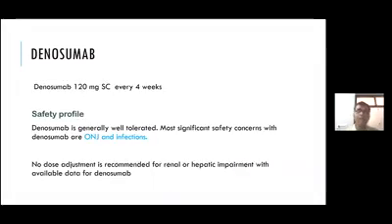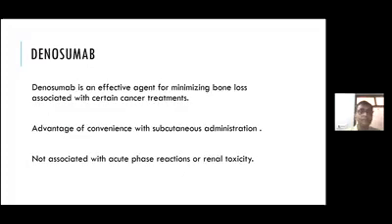Denosumab 120 mg subcutaneously every 4 weeks is to be given. Regarding the safety profile of this drug, it is generally well tolerated. The most significant safety concerns with denosumab are osteonecrosis of jaw and infections, because it acts on the T cells also, so infection can be there. There is no dose adjustment recommended for renal or hepatic impairment with available data for denosumab.